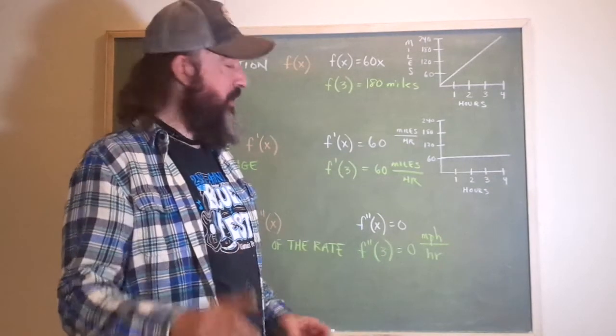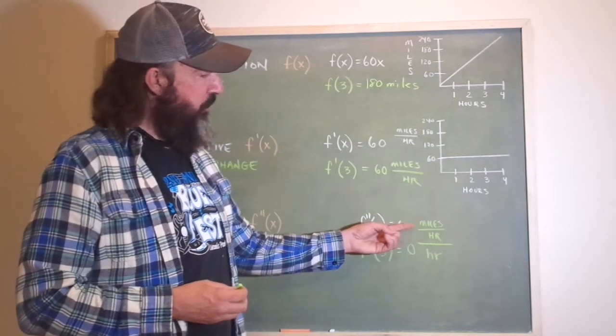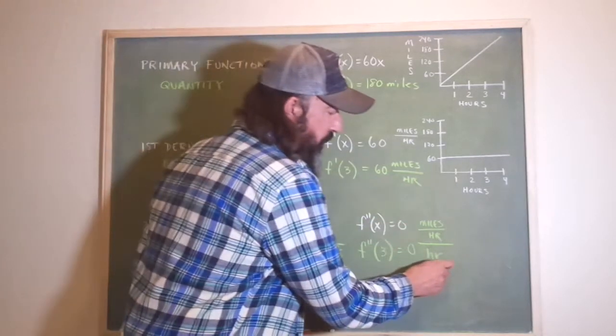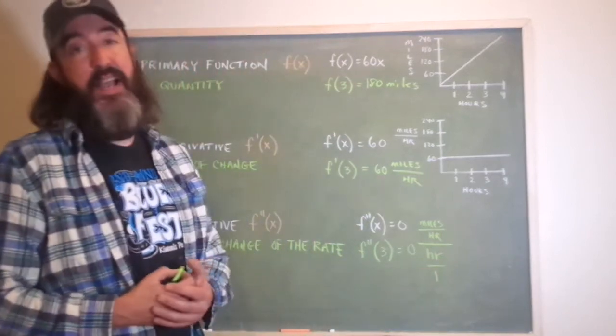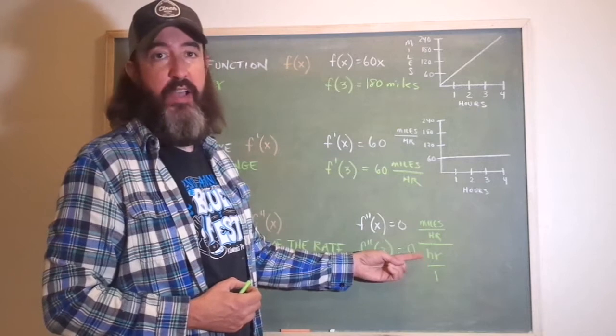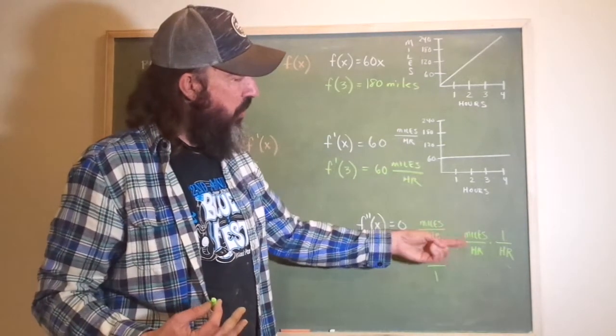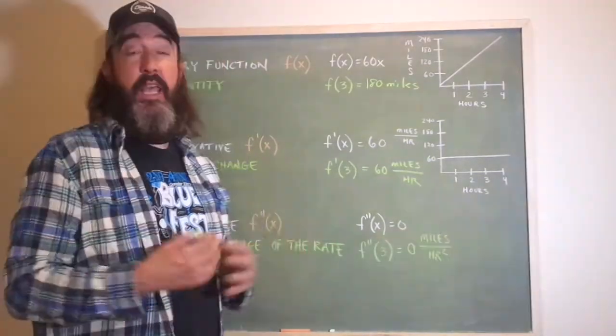It will still be going 60 miles per hour. I want to show you another way we could write miles per hour per hour. This is still miles per hour per hour. Let me put this hour over 1, and now let me divide these fractions, or let me multiply miles per hour by the reciprocal of hour over 1. And maybe you see another way we could say this is miles over hours squared.